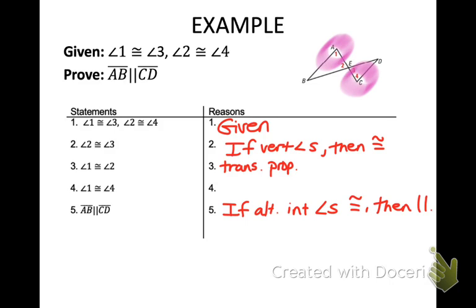So before we get to that, we got a whole bunch of things being congruent. Up here I had 2 congruent to 4. Here I had 1 congruent to 2. So what tells me then 1's congruent to 4? Another transitive property. Another 11.